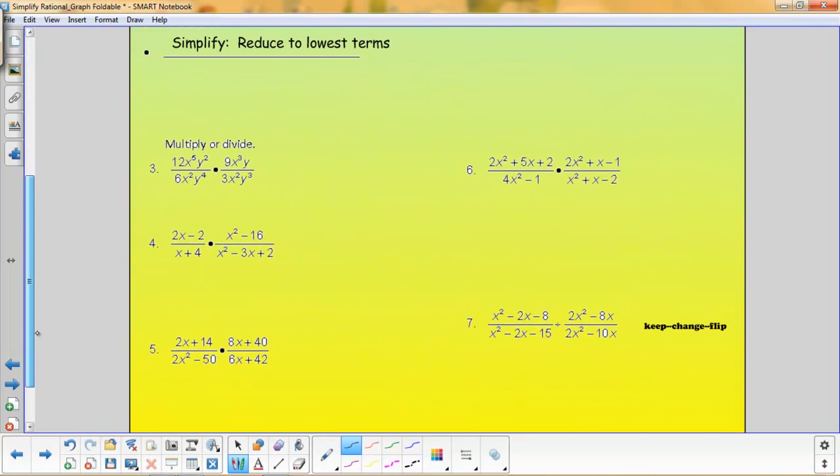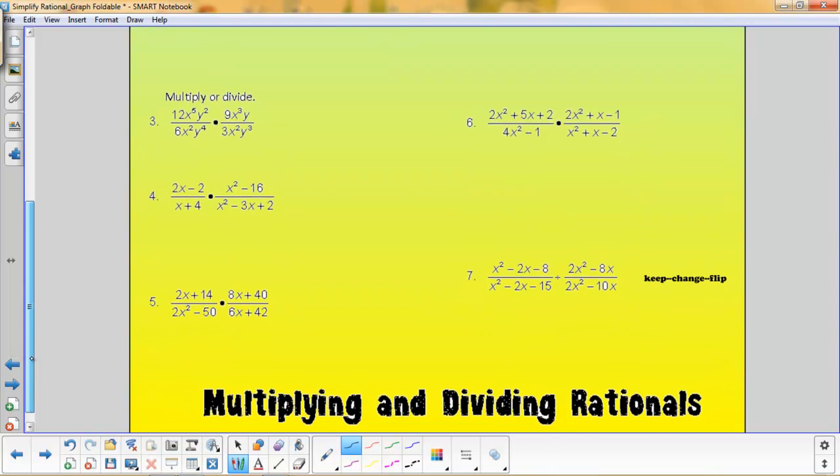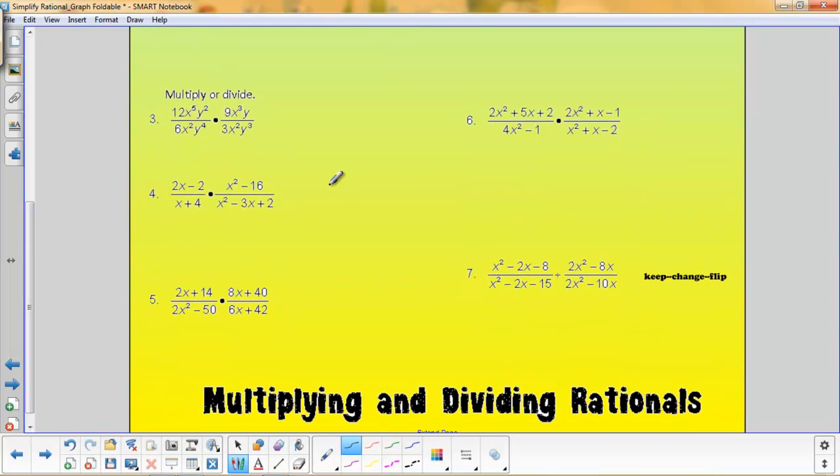Now we get a little bit more complicated, but it is the same process every single time. So I'm going to take a look at all of these numbers and see how they reduce. Notice properties of exponents is going to play a very large role in question number 3. So 12 divided by 6 is 2.